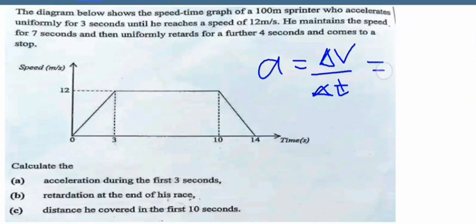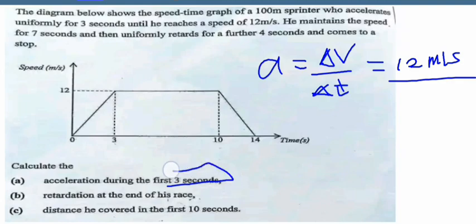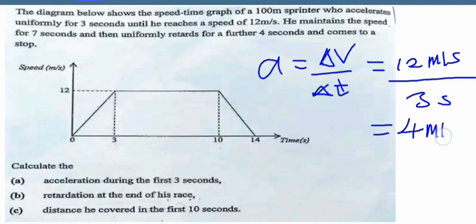So what is our change in velocity here or speed? The change in speed here is just 12 meters per second. Then in this question they are saying for the first 3 seconds, so the time here is just going to be 3 seconds. Then when I divide, the answer is just going to be 4 meters per second squared. So this is our acceleration, which is 4 meters per second squared.